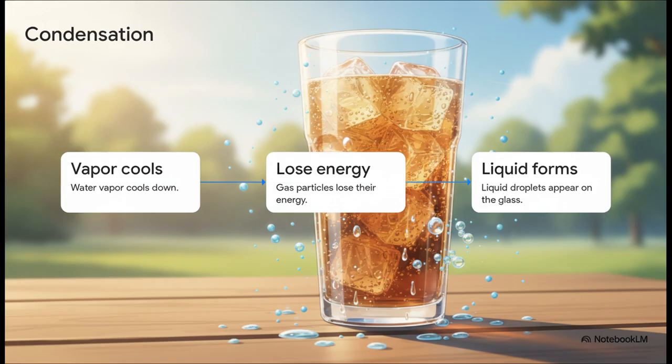Picture a really cold glass of soft drink sitting on a table on a hot, sticky day. You know how the outside of the glass gets all wet? That's definitely not the drink leaking through the glass. The warm air around the glass actually contains invisible water vapor, and when those free-roaming gas particles hit the cold surface of the glass, they cool down and rapidly lose their energy.